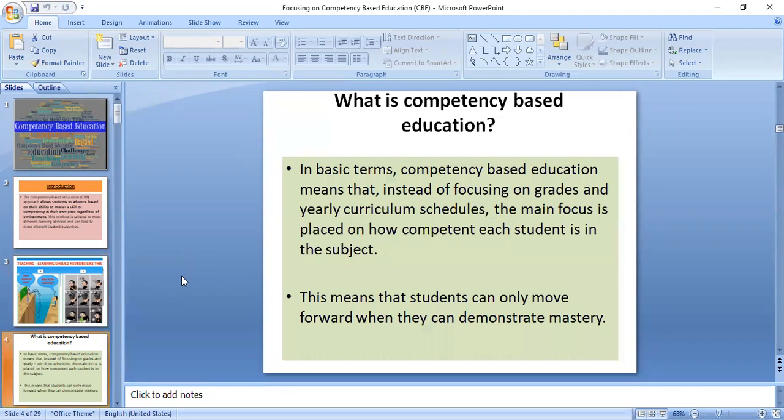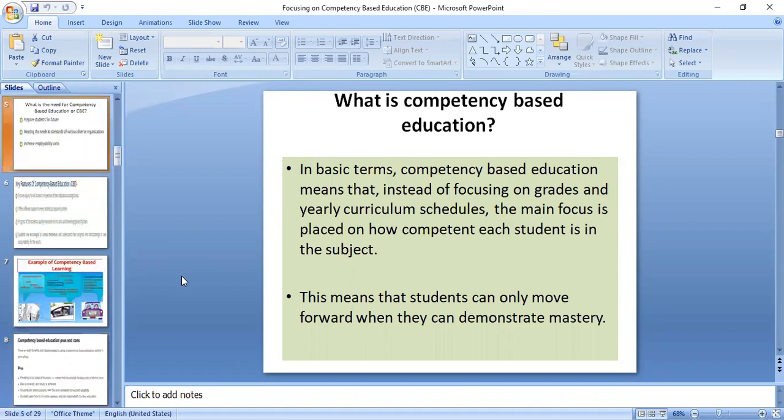So in short, what is competency-based education? In simple language, competency-based education means that instead of focusing on grades and yearly curriculum schedules, the main focus is placed on how competent each student is in the subject. This means that students can only move forward when they can demonstrate mastery.